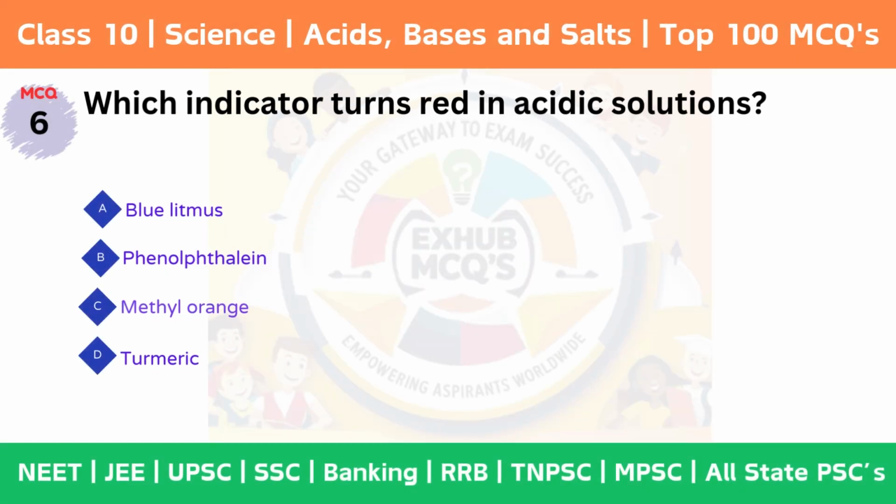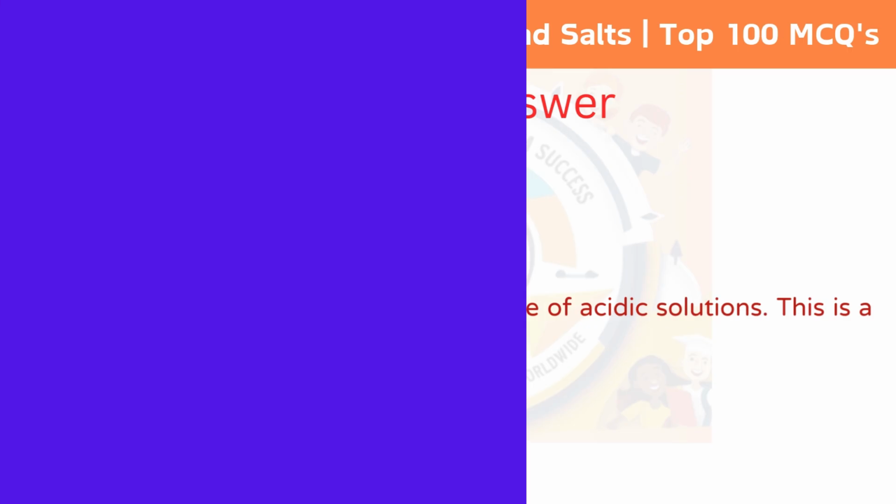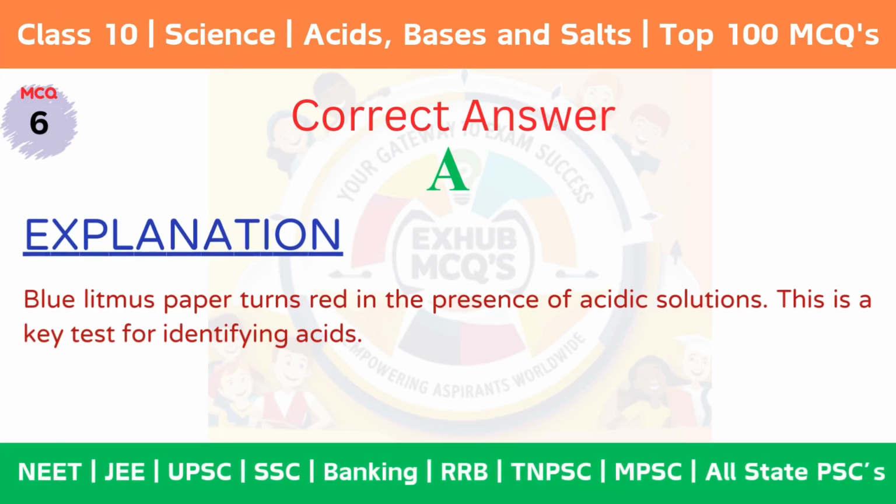MCQ 6. Which indicator turns red in acidic solutions? Option A, blue litmus. Option B, phenolphthalein. Option C, methyl orange. Option D, turmeric. The correct answer is option A, blue litmus.